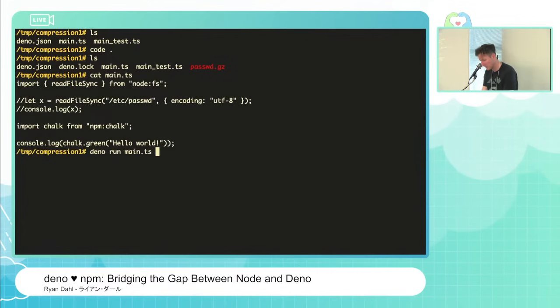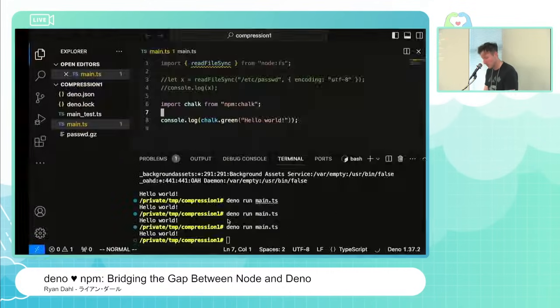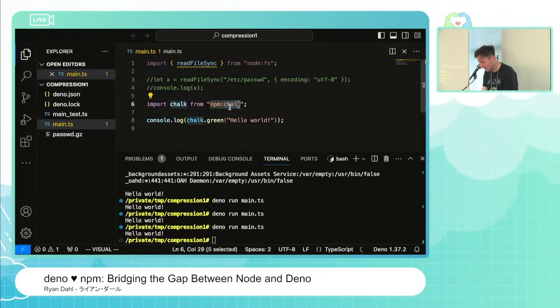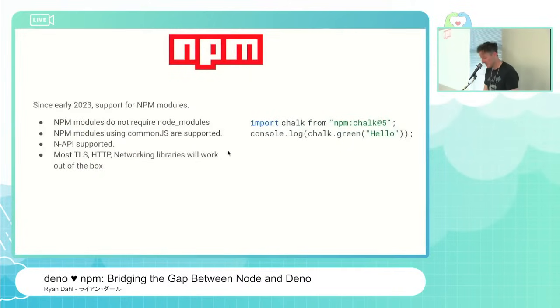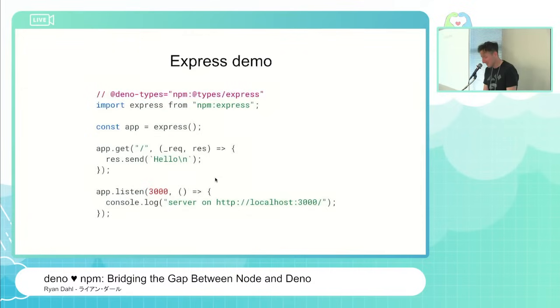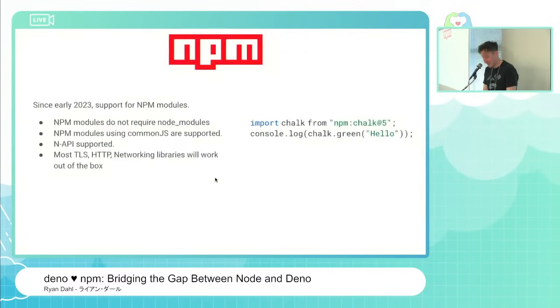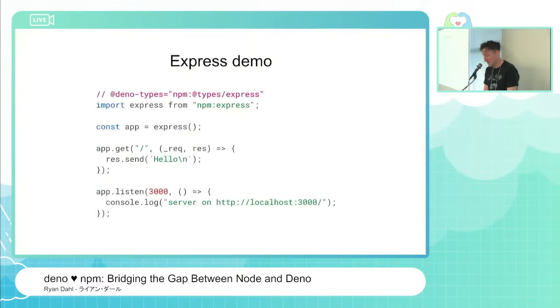Deno run main.ts. Nope. Okay, I'm not sure why that thing is not changing colors. This is the problem with live demos, right? It's a little bit dangerous. I assure you, it's not our bug. No, I don't know. It might be our bug.